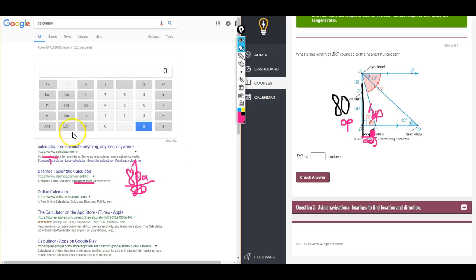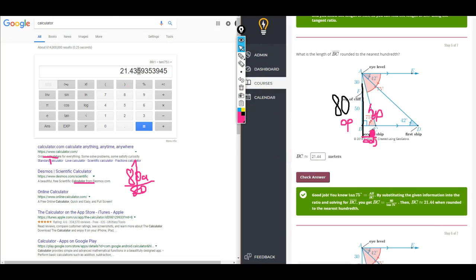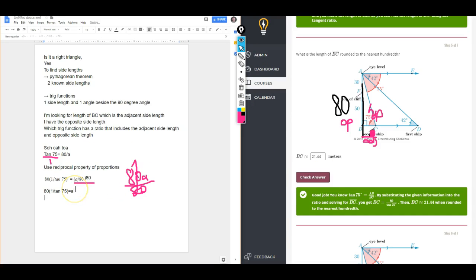So then come over to the calculator, make sure it is in degrees. You type in 80, parentheses 1 divided by tangent of 75 degrees, and it comes out to be 21.43. It wants this rounded to the nearest hundredth, so since this is a 5, I'm going to round this up to a 4, so 21.44. So A equals 21.44.